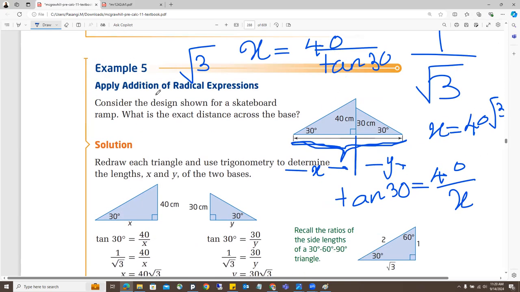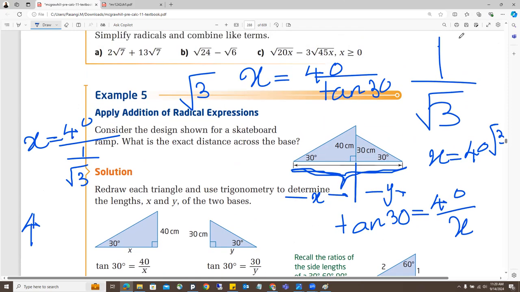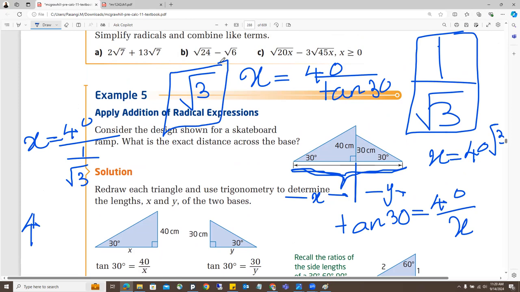So x is equal to 40 divided by tan 30, and tan 30 is 1 over square root 3. See, tan 30 means 1 over square root 3, and tan 60 means square root 3. These are the two ratios.